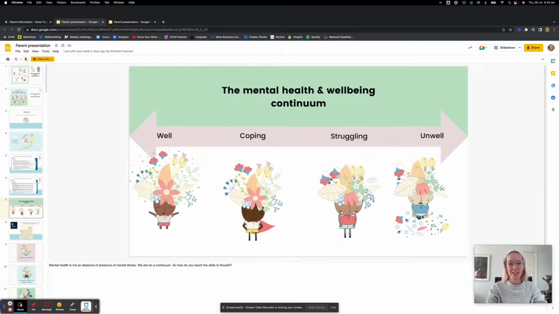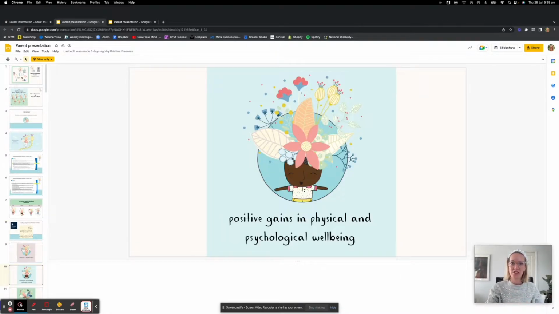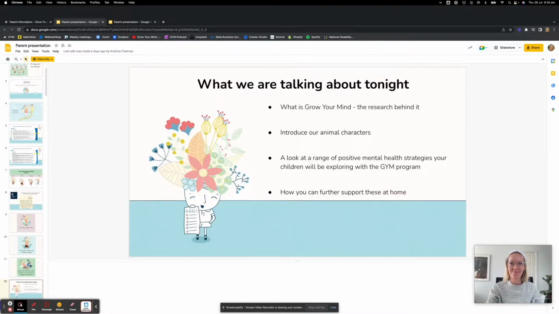Explain the mental health continuum to the parents, and go on to some other external review that we have had on our program through the University of Wollongong. They reviewed our program externally, and it was done during lockdown, so we weren't quite sure how it would go, but the results were fantastic, and you can share those in the next few slides with your parents.